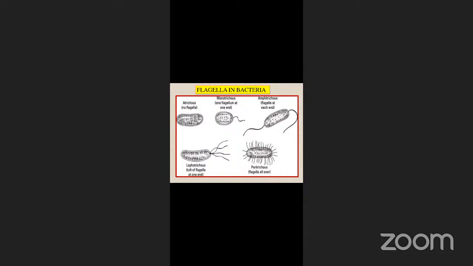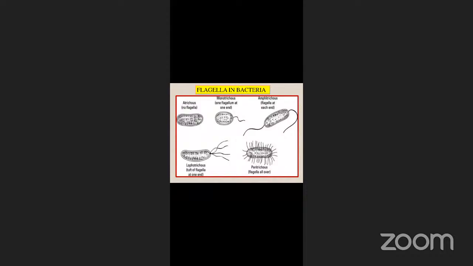The last one is Peritrichous. The cell surface is evenly surrounded by several flagella. You see the fifth diagram. The flagella are all over the body. Example is Bacillus species. These are the six types of flagella arrangements, and examples are also there.